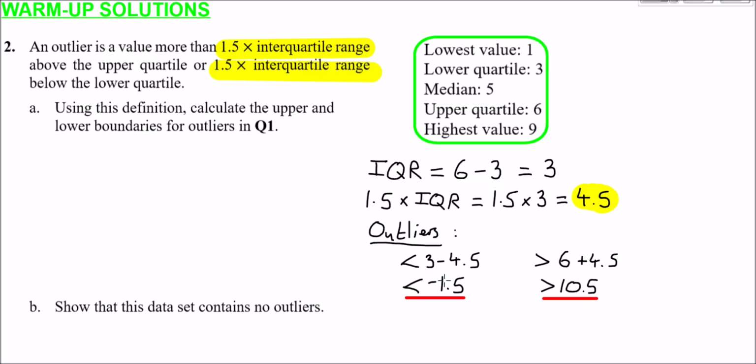So it stands to reason, quite obviously, for part B, that this dataset can't have any outliers. So we need to state the obvious to answer the question just by summarising. It has no outliers because no value is less than minus 1.5, obviously, or greater than 10.5, quite obviously.